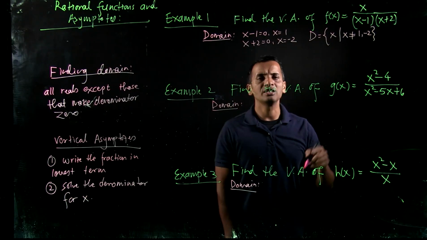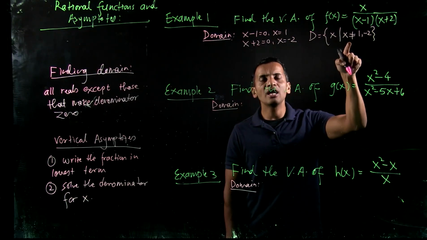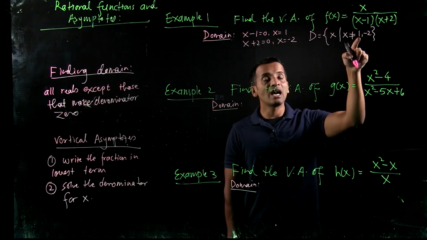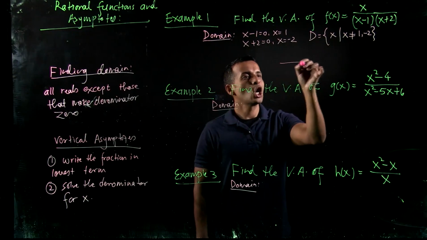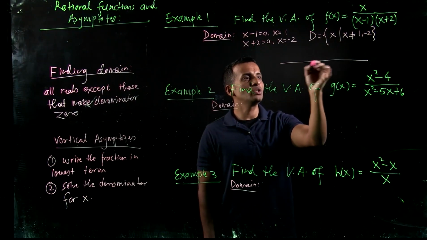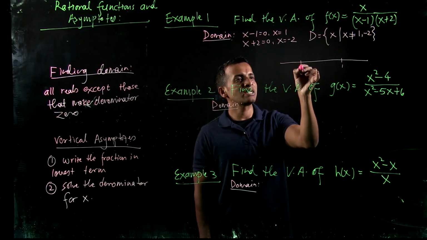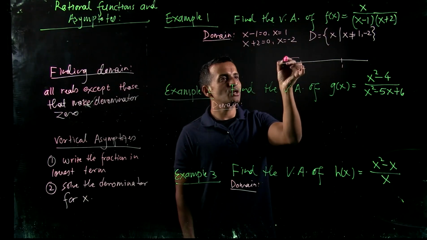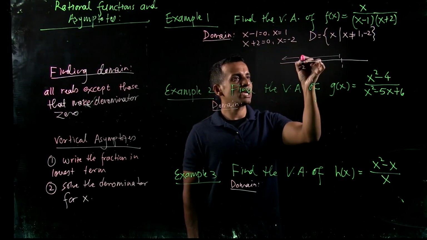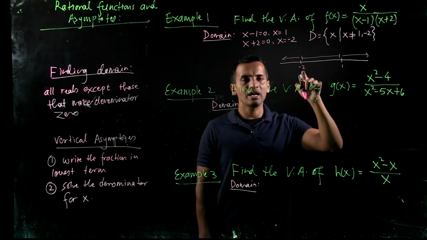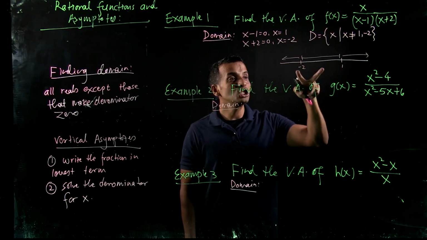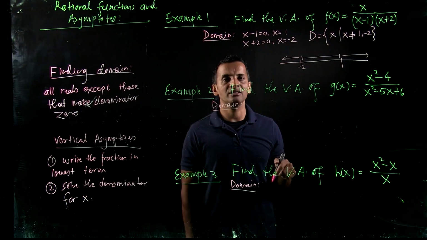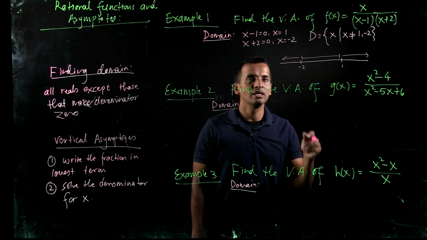But what is another way? What it says is all the values of x are good except 1 and negative 2. Okay, so everything left of negative 2 is okay, everything in the middle is okay, and everything on the right is okay. But these two numbers are not good. So do you know how to write this domain using parentheses and brackets?